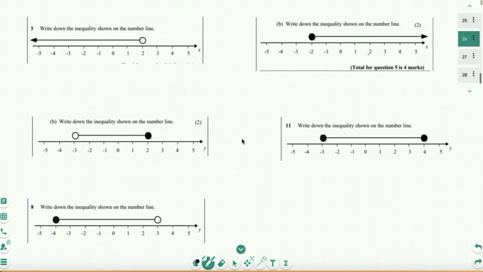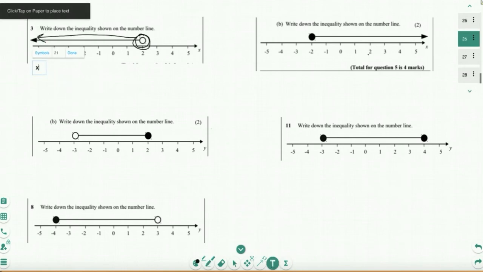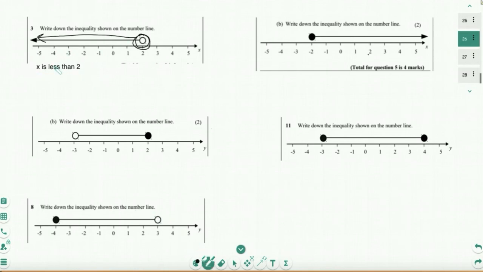Now we have to write down the inequality shown on the number line. So what you want to do, before you start writing down inequalities, is write the inequality as a sentence, okay? So we know x starts at 2, basically, and it goes below 2, right? It's going to the left, so it's going below 2. So we can say x is less than 2. That's it. X is less than 2. So now, once we write it in a sentence, we can make it pretty easily into an inequality. X is less than 2. And since it's not shaded in, we can't do the equal sign. So that's it. X is less than 2.